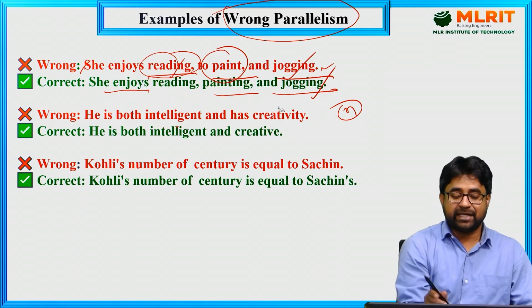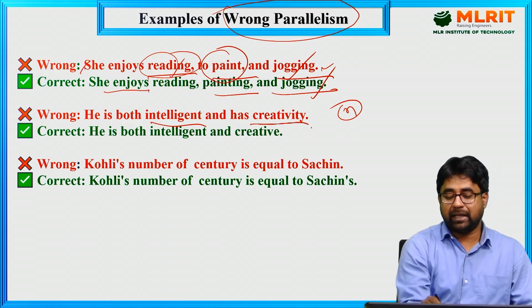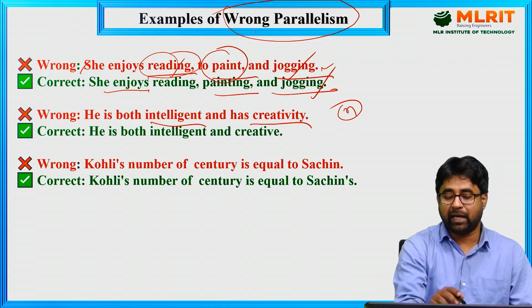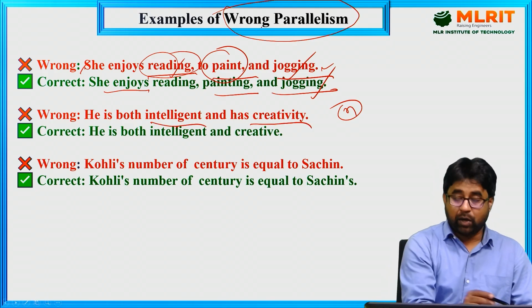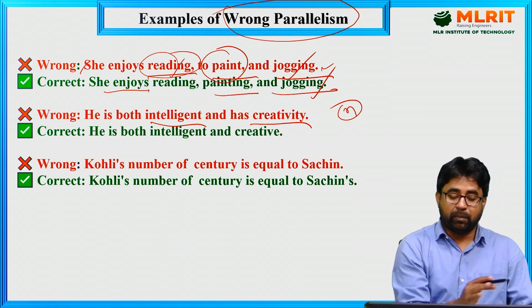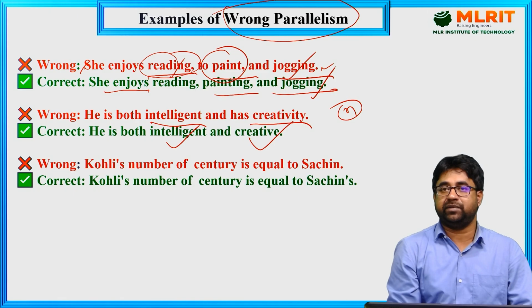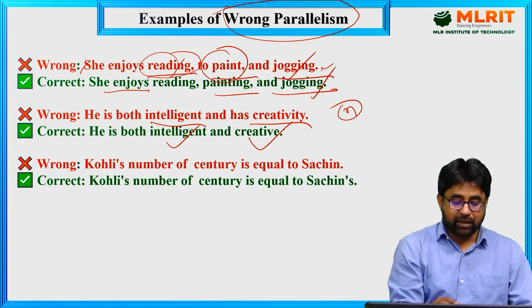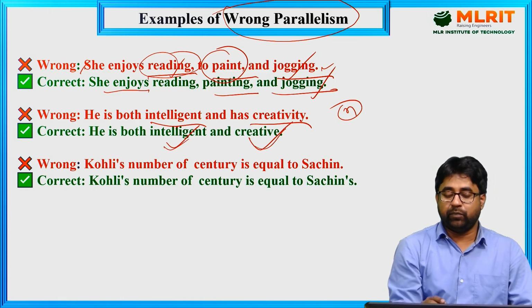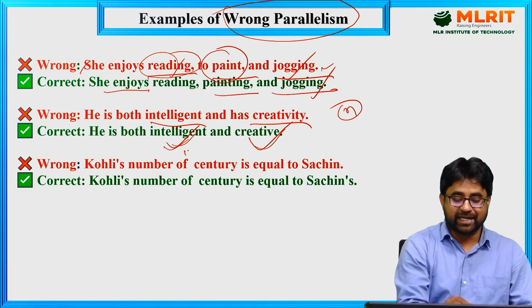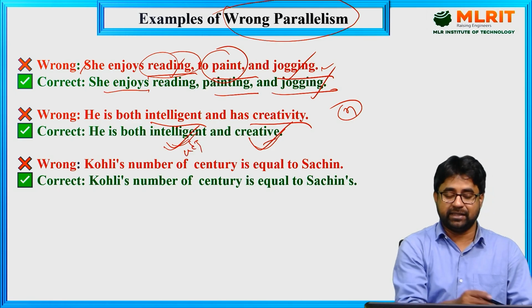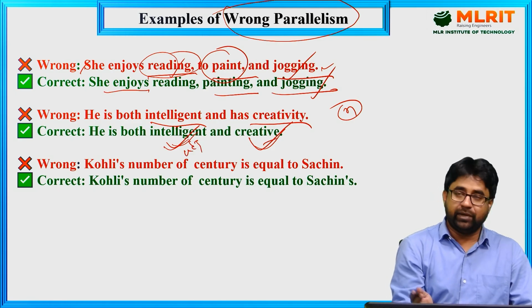One can be adjective, another can be noun. That cannot happen. In that case, it would be an example of wrong parallelism. So how do you fix it? Make both the parts similar. He is both intelligent and creative. See how did we make it similar? Now I'm using the adjective form on both sides, this side and that side. Right? Now it is okay.